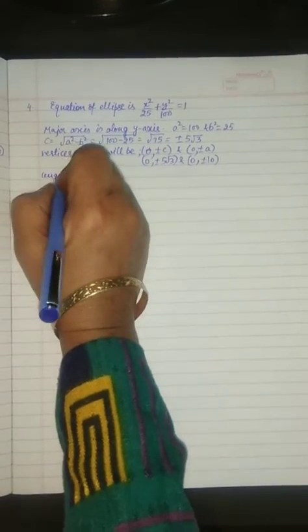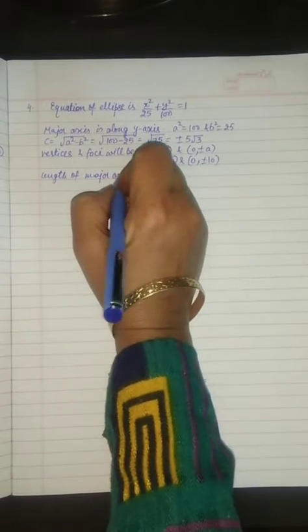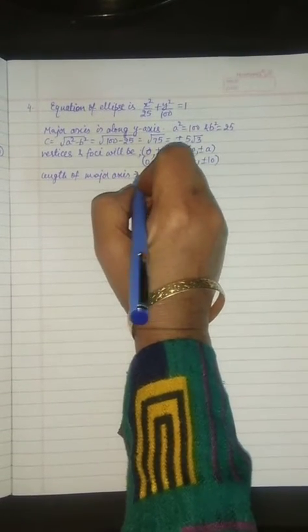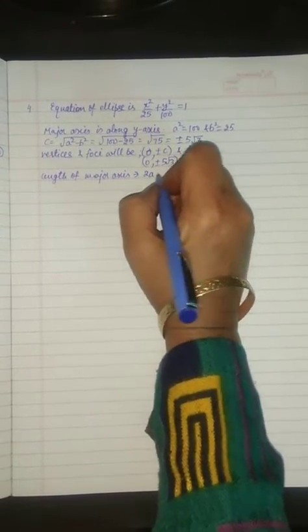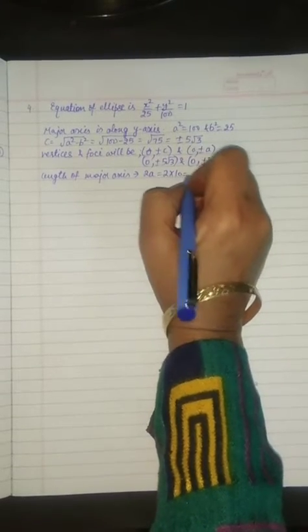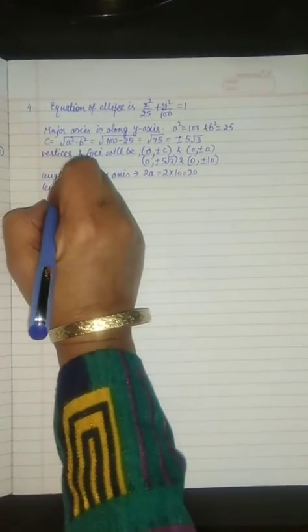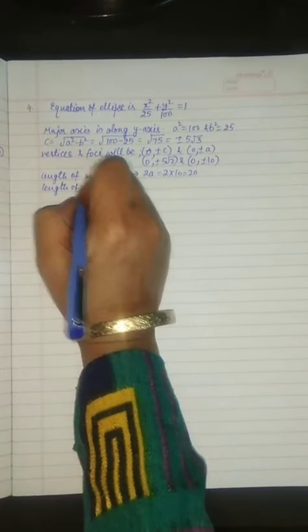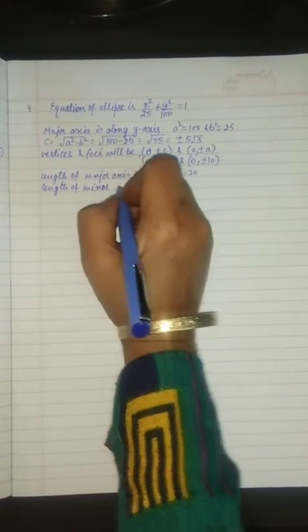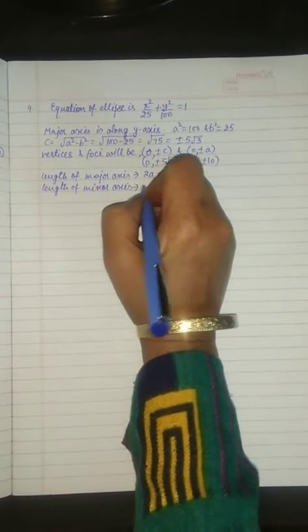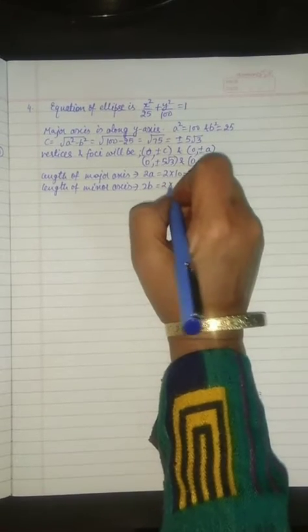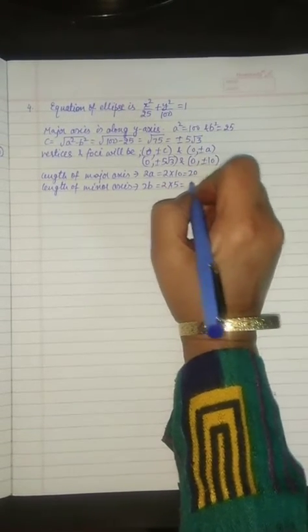So length of major axis is 2a, that is 2 into 10 is 20, and length of minor axis is 2b is equal to 2 into 5 is 10.